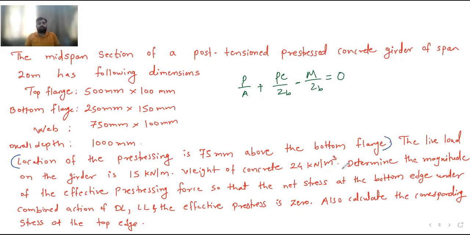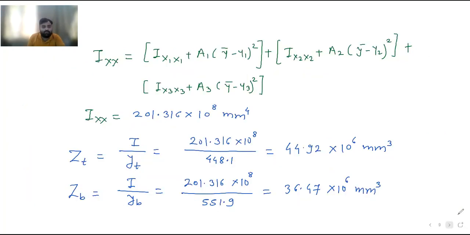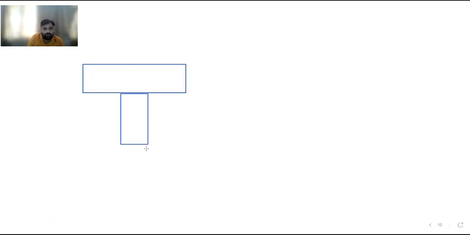Location of the pre-stressing is 75 mm above the bottom flange. Now if you see here, if I draw the diagram, I will draw the rough diagram. This is the top flange. Now below the top flange, your web is there. This is the web. And then the bottom flange is there. So this is the bottom flange.